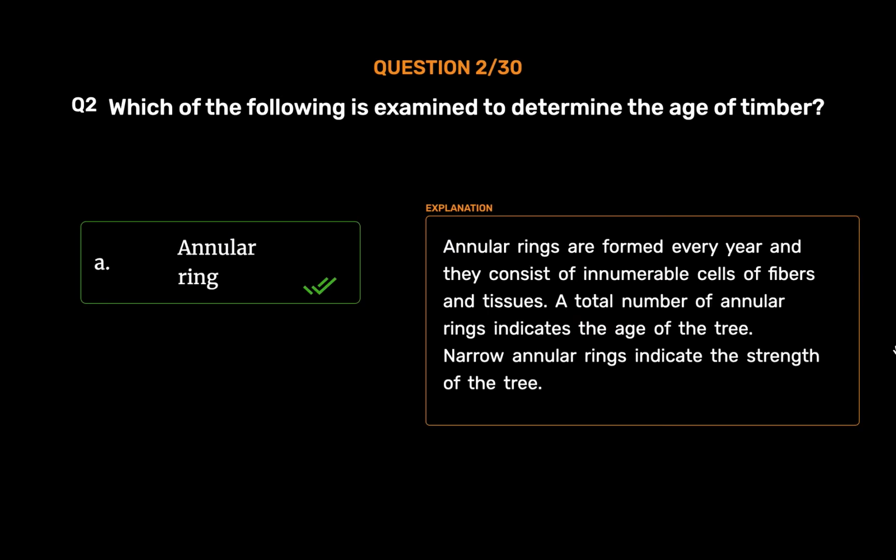Annular rings are formed every year and they consist of innumerable cells of fibers and tissues. A total number of annular rings indicates the age of the tree. Narrow annular rings indicate the strength of the tree.